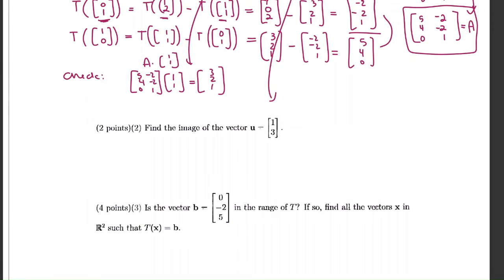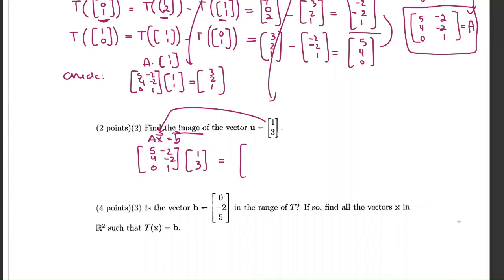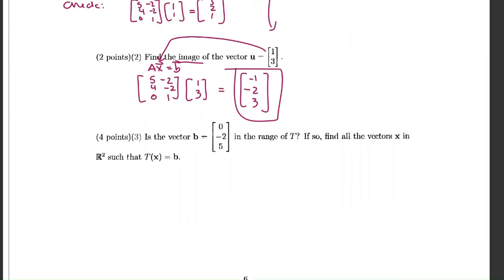Now I want to find the image of the vector u, and that's just saying we want to find the resultant from the transformation. This means that we need to do our Ax equals b, where in this case our x is u, and that's 5, negative 2, 4, negative 2, 0, 1 times 1, 3, and that will give us negative 1, negative 2, 3. So that's the image of this u vector.